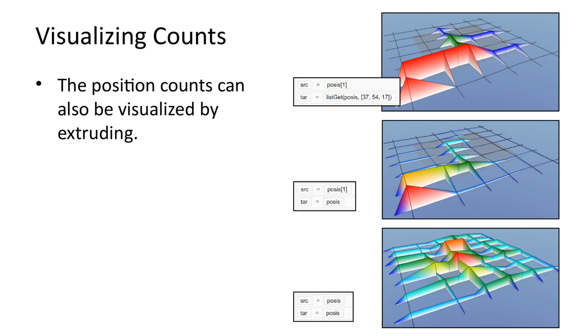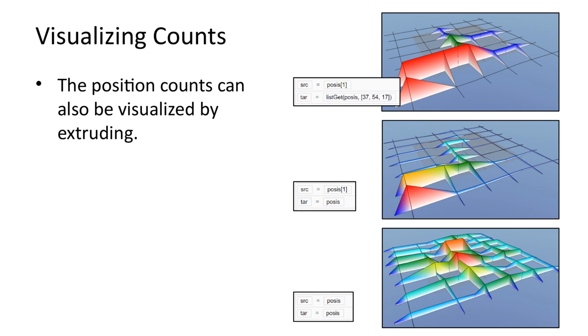These examples are the same as in the previous slide. However, in this case, we are visualizing position counts. Each position is copied and moved upwards by a distance that is proportional to its count. The positions are then joined up to create polygons.